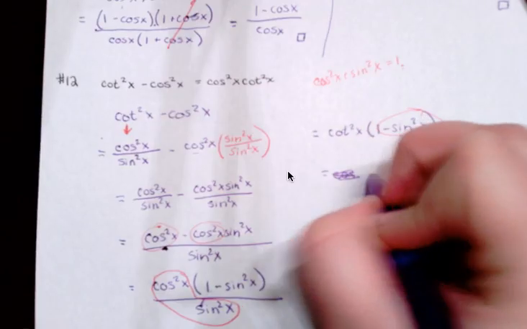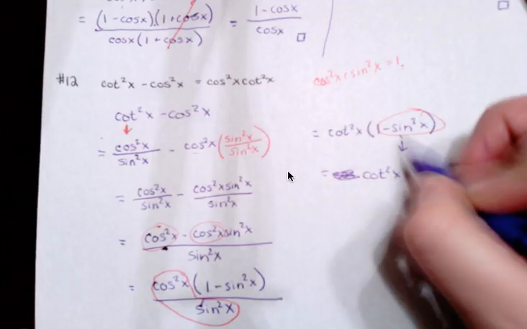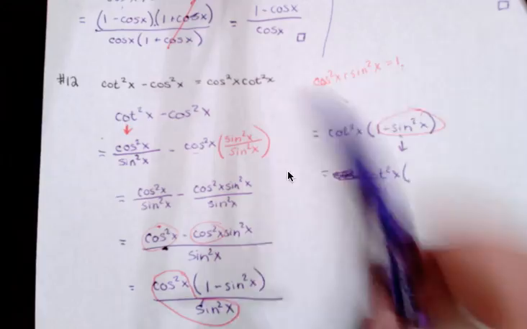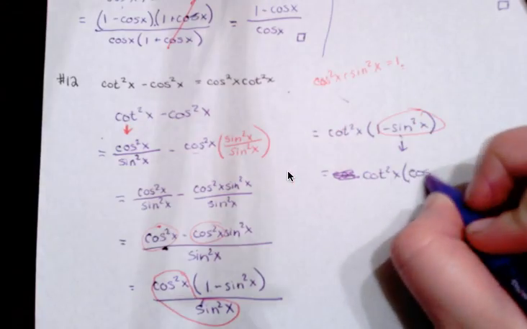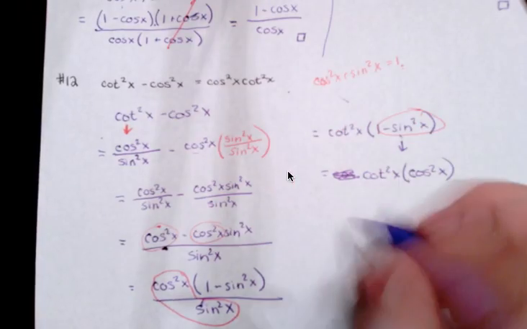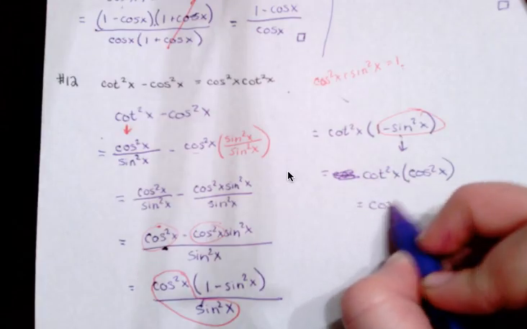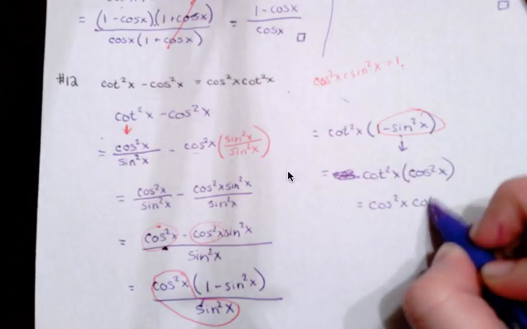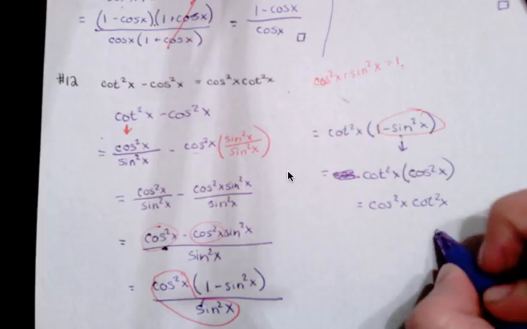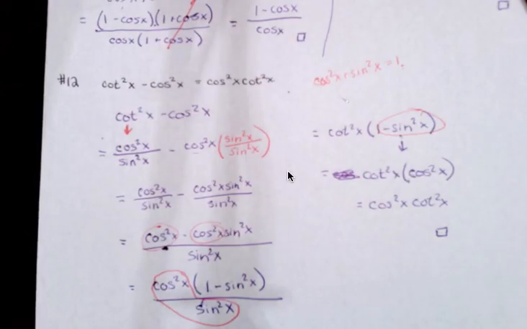I can rewrite that as cosine squared. And then the order we multiply in doesn't matter, so you could rewrite it so it matches if you wanted, or you could just call it done. We got to where we needed to be, so we'd put a box. So that's how you would do number 12.